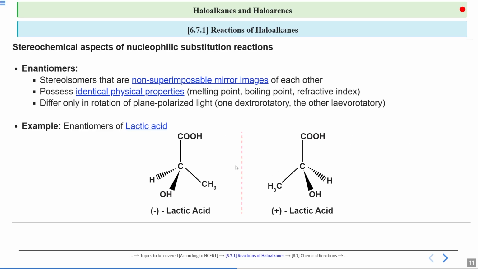You can call them together enantiomers. Okay, so enantiomers are stereoisomers that are non-superimposable mirror images, and they differ only in the rotation of plane polarized light which they cause. One is levorotatory and the other one is dextrorotatory.